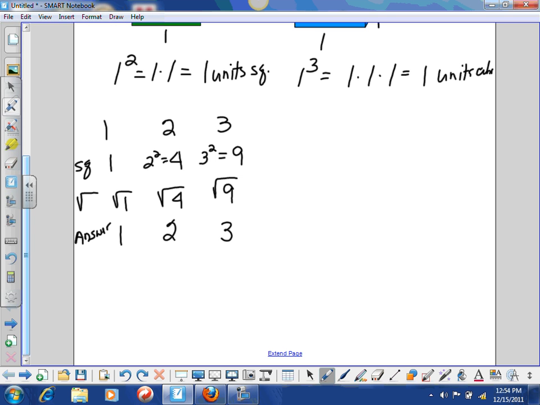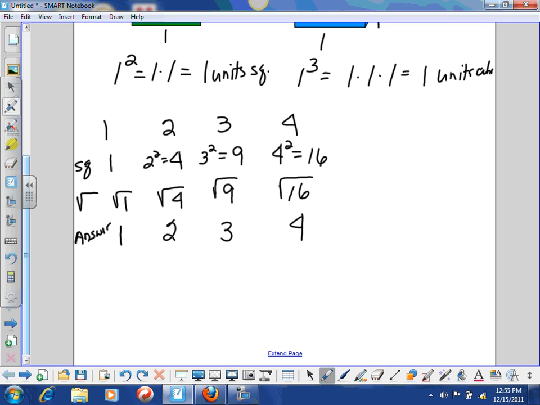Squares and square roots are the opposite of each other. So if I square it, I'm multiplying it by the same number. If I'm taking the square root of that number, I'm taking it back to its origin. So let's try one more. 4 squared is equal to 16. The square root of 16 is equal to 4. Now I'm going to show you why squares and square roots cancel each other out.